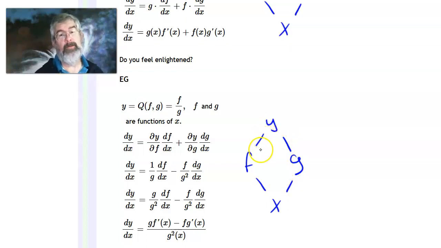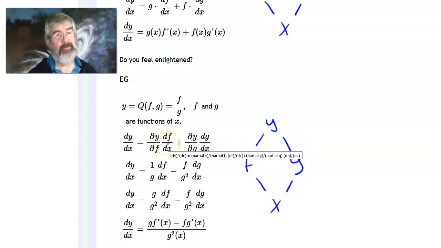And so I can say, what's the derivative of y with respect to x? Well, by the chain rule, it's the partial of y with respect to f times df/dx plus the partial of y with respect to g times dg/dx. Those two paths: y goes to f and x, and then y goes to g and x.